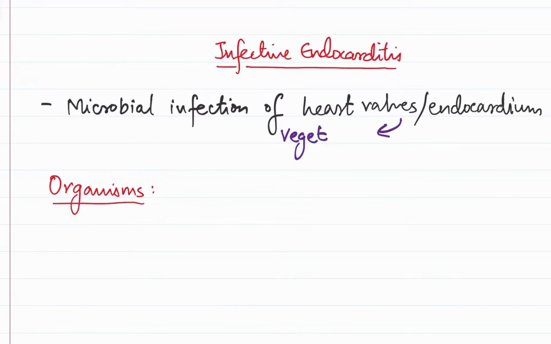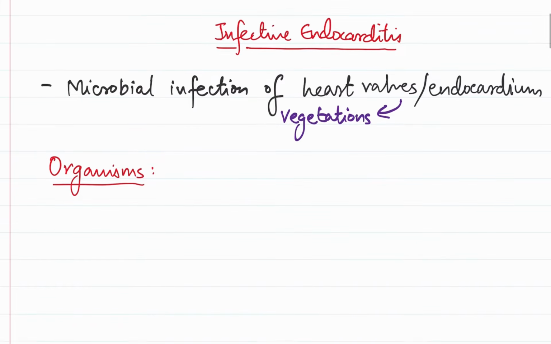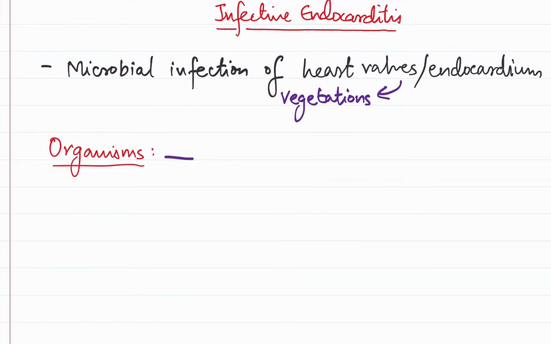We'll discuss more about the vegetations. The vegetations are actually pathognomonic lesions of infective endocarditis. Now, the next question is, which are the organisms that are involved? So we have a wide range of organisms. The most common one is Staph aureus. Staph aureus is the most common organism causing infective endocarditis.